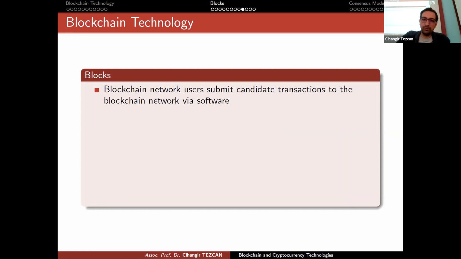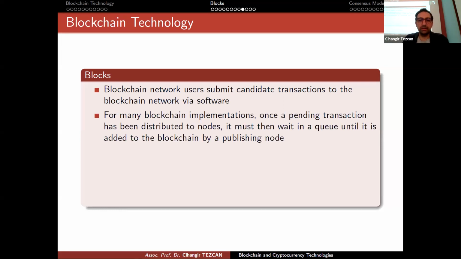So how do we actually use the blockchain? Blockchain network users submit candidate transactions to the blockchain network via software. So in the case of cryptocurrencies, using your wallet software, you actually create a transaction and announce it to the network. But at this point, it is not actually written to the block. Okay, it is currently just announced. In Bitcoin, it is kept in the mempool. And if a miner includes it in a block, then it becomes valid.